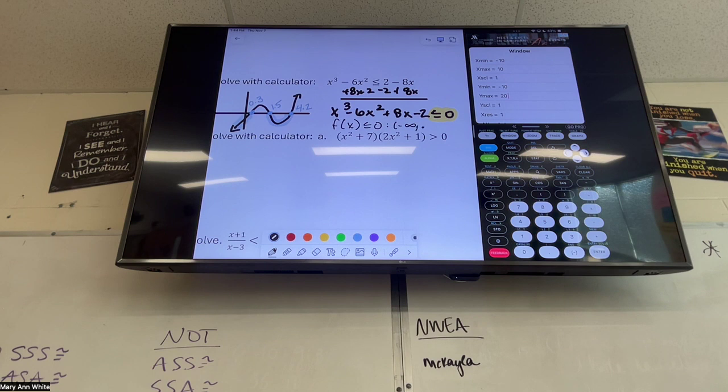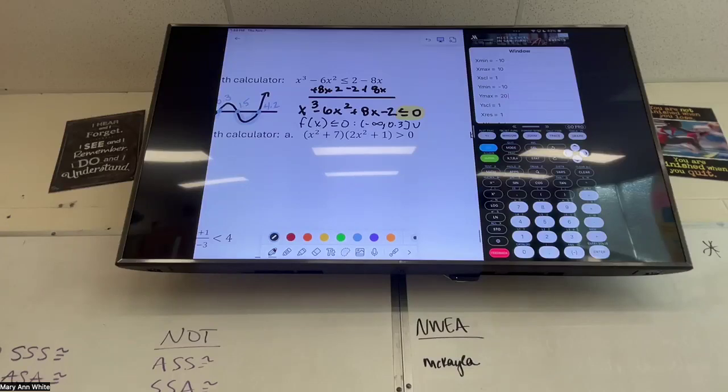Am I going to do bracket or parentheses for that? Bracket. And then what to what? 1.5 to 4.2, brackets on all of that as well. What's the reason?